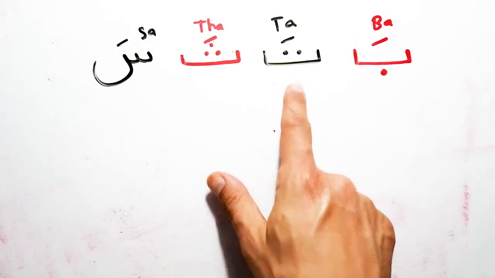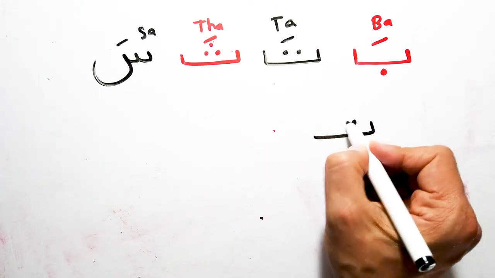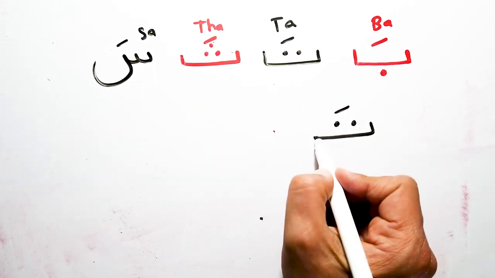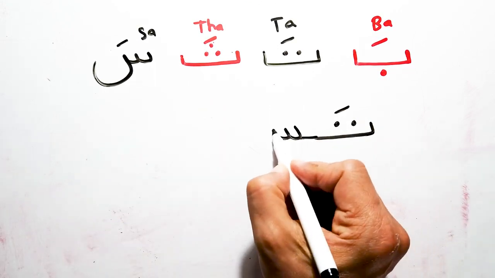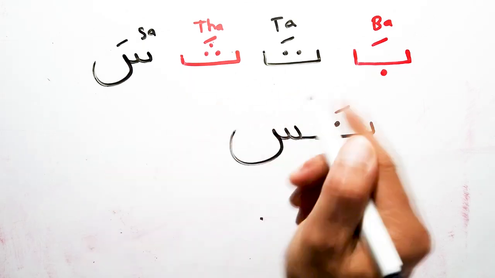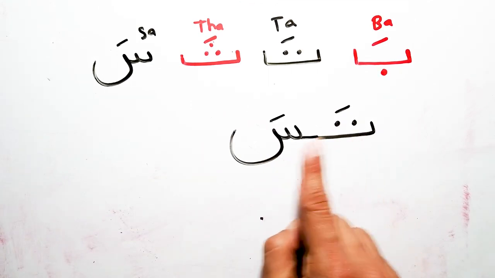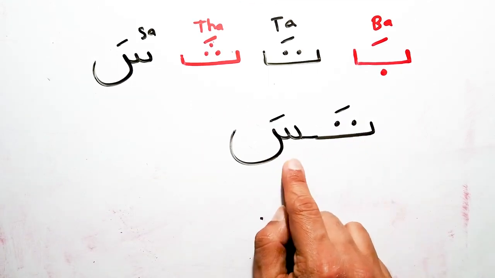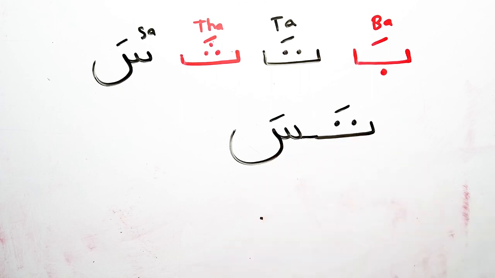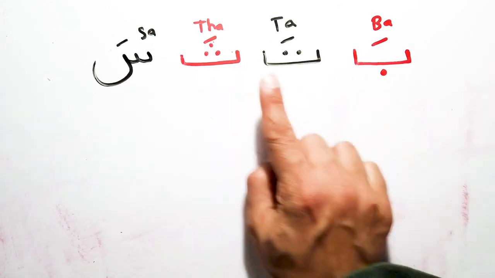Okay, let's write another one. Let's get this one. Ta in the beginning of the word. Let's connect it to sa. Both of them have the same color in black. Ta, sa, tasa, tasa, tasa. Very easy.